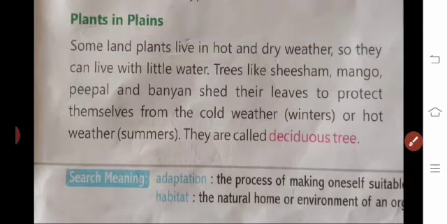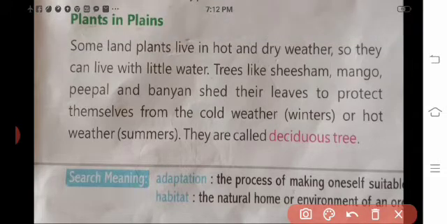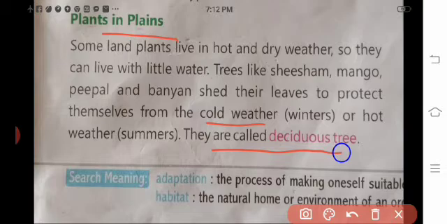Okay. Next children, you see plants in plains have different kinds. Trees like sesame, mango, peepal and banyan shed their leaves to protect themselves from the cold weather or hot weather. They are called deciduous trees.